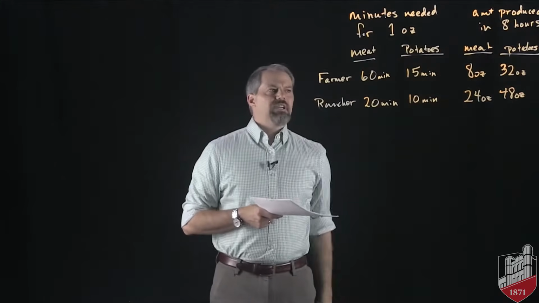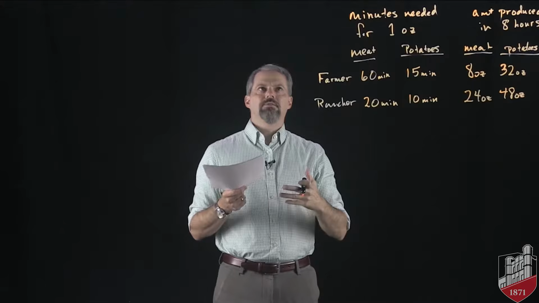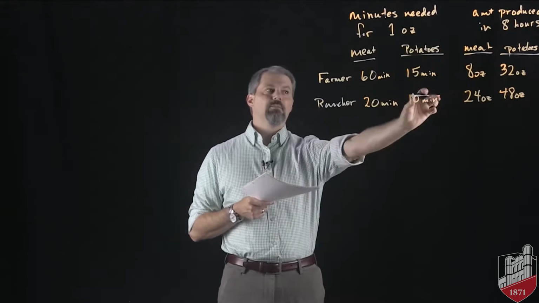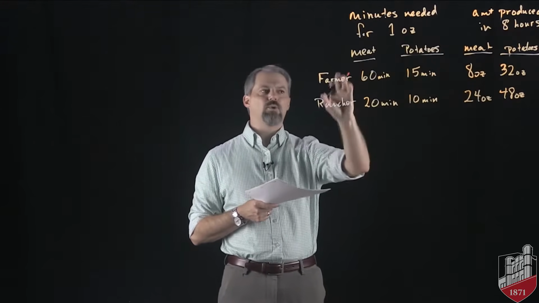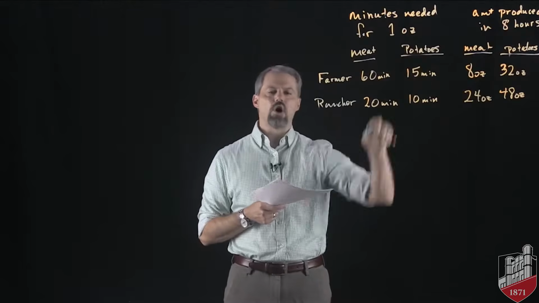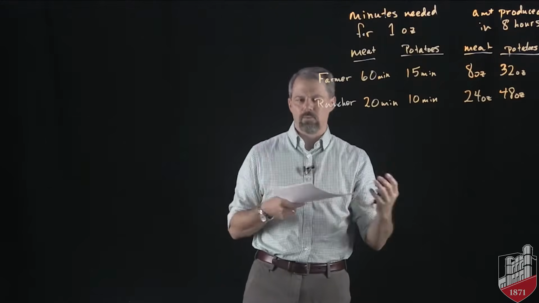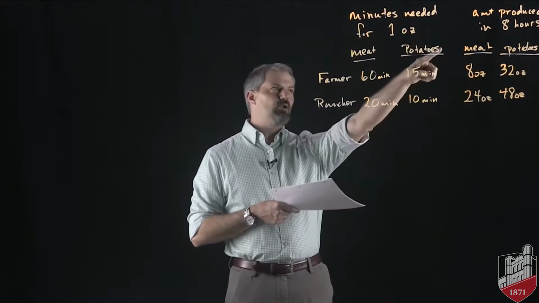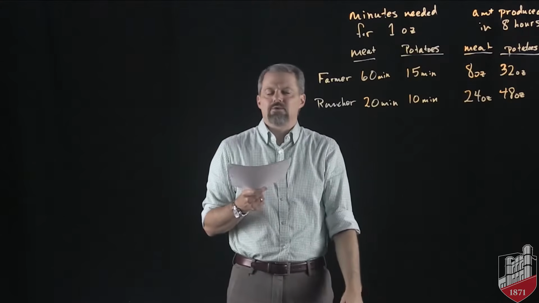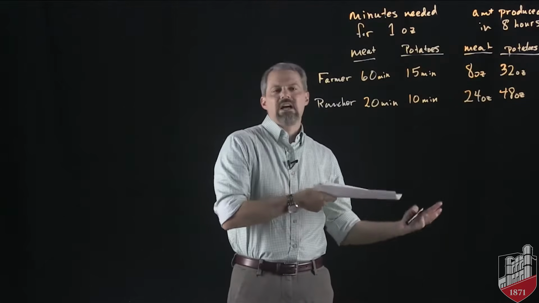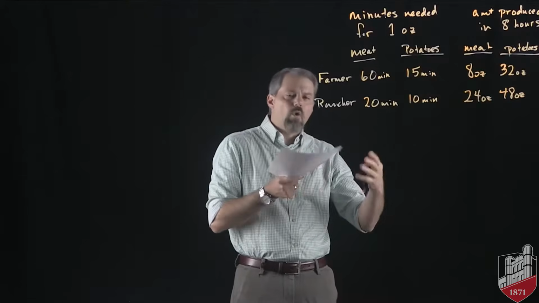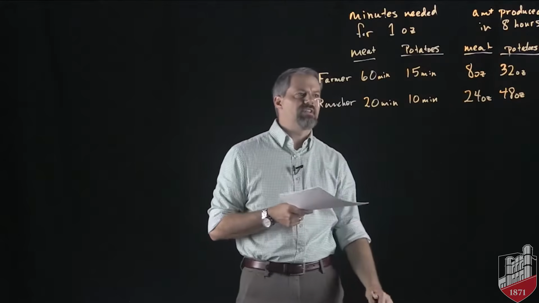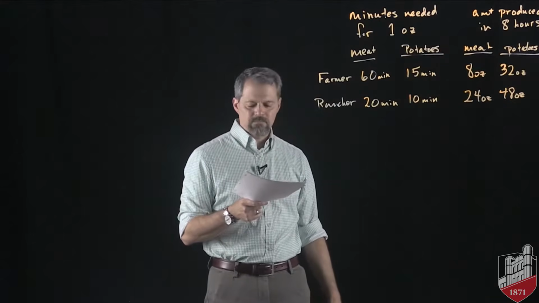So that table gives us the amount of meat and potatoes that the farmer and the rancher could produce if they spent all of their time making meat or making potatoes. Now again, the choice of 8 hours is completely arbitrary. We could make that a 40-hour work week. We could make it 1 hour. It doesn't matter. We'll see that that's not really that important.